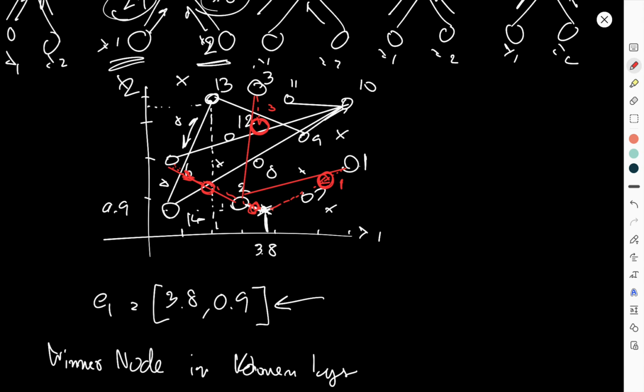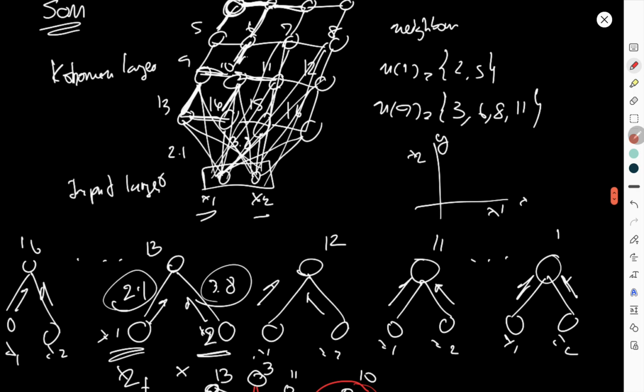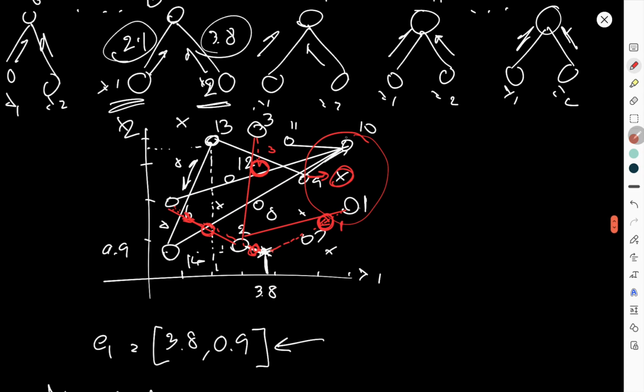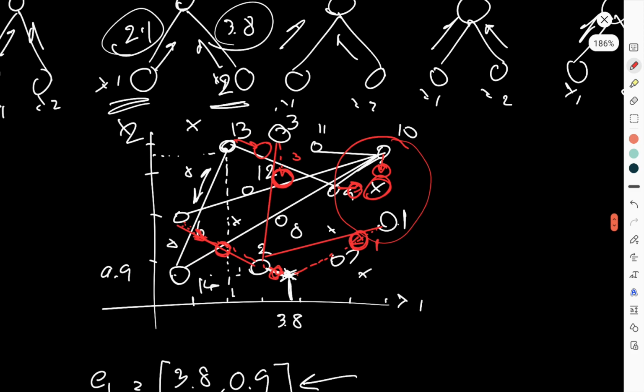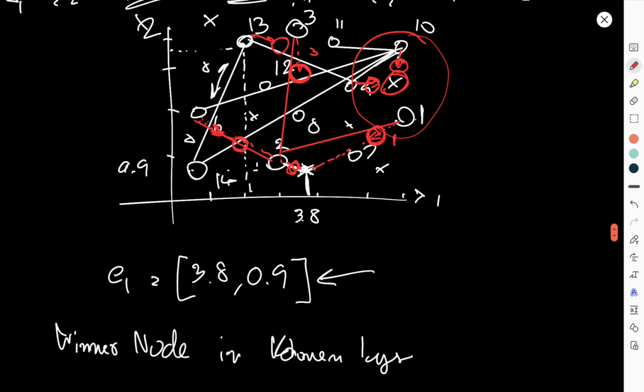When we present each example to this structure, for example another x like this, we must find the winner node around here. If node 9 is the winner node, we must move 9 toward this example, and its neighbors too. 9 connects to 10, 5, and 13, so 10 must be moved here also, and 5 and 13 must move. You can see that this kind of structure is quite simple.